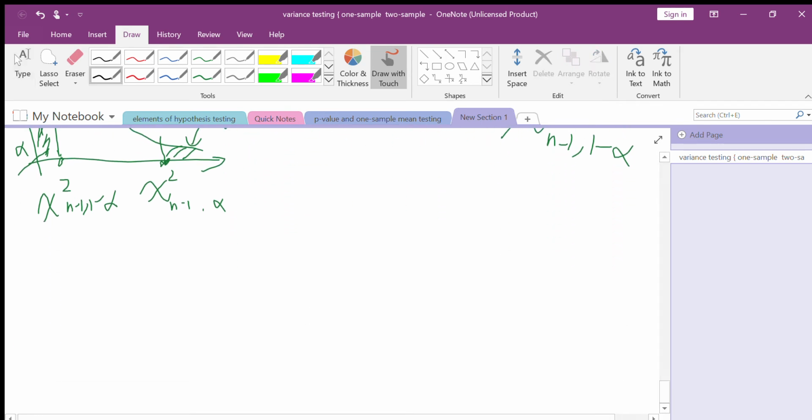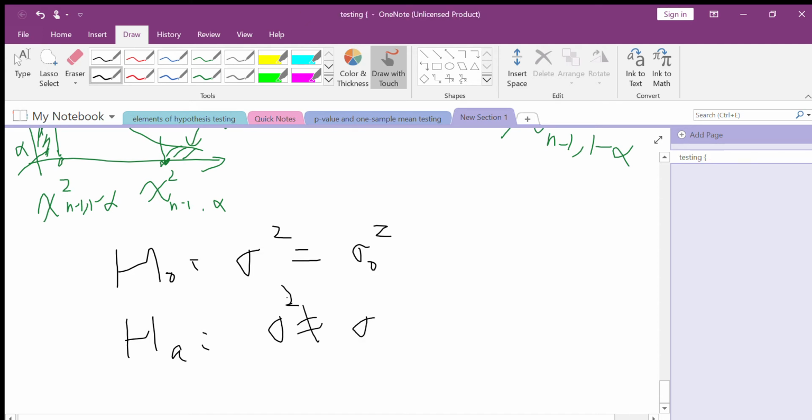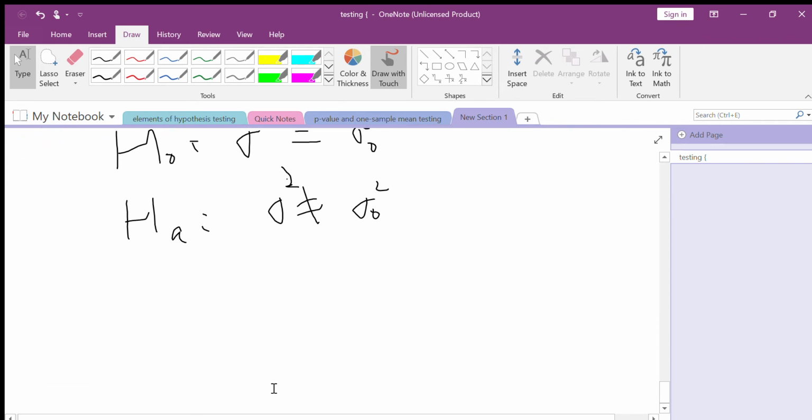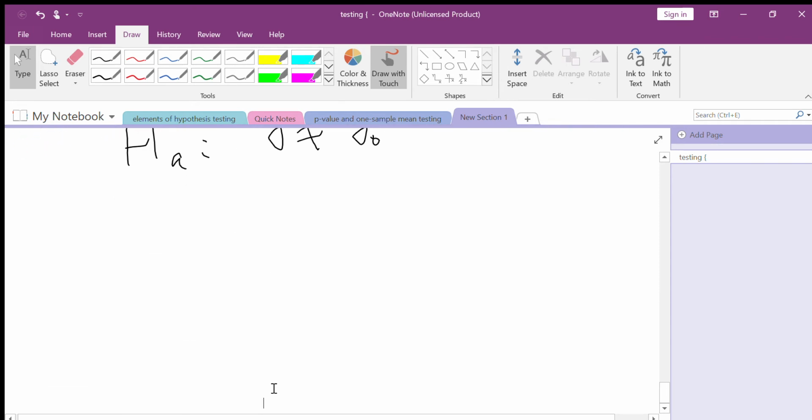Okay, we have finished introducing the one-sided, one-sample variance testing. So let's take a look at the two-sided, one-sample variance testing. The null is sigma squared equals sigma 0 squared, the alternative is sigma squared not equal to sigma 0 squared. The test statistic remains (n minus 1) S squared divided by sigma 0 squared.